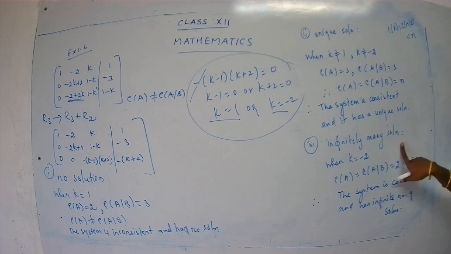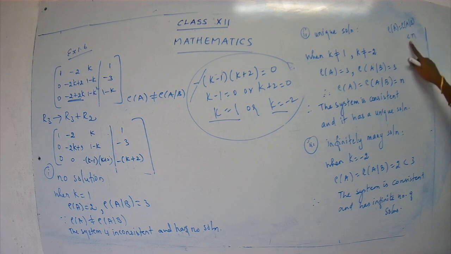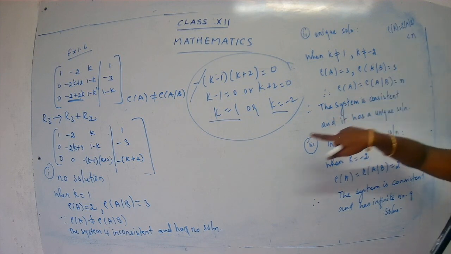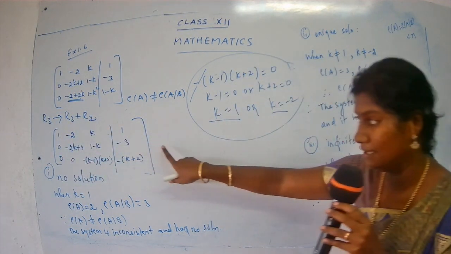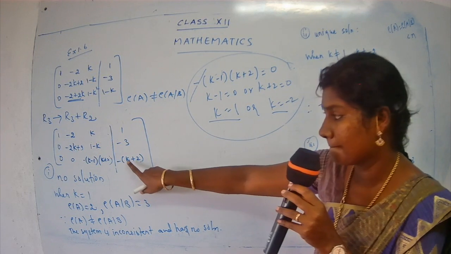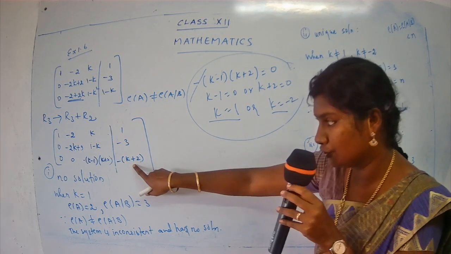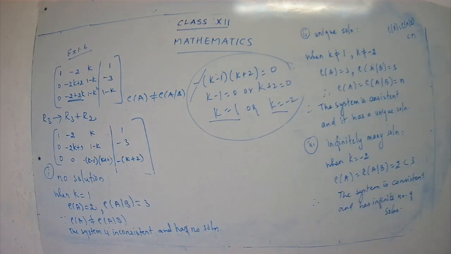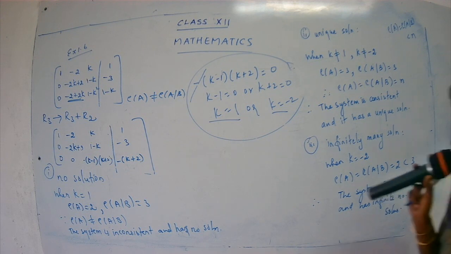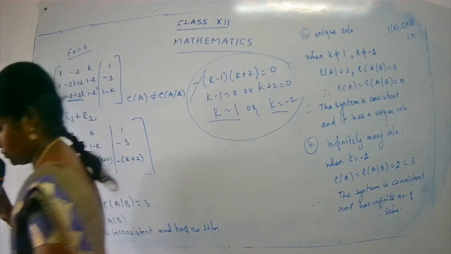For infinitely many solutions, this is the condition. Rank of A is rank of [A|B], but it should be less than 3. Simple thing. We want a rank 2 here and we want a rank 2 for [A|B]. So if I put minus 2 for k, I get 0 here. And similarly, if I put minus 2 here, I get 0. So rank of A and rank of [A|B] becomes 2, but it is less than 3.